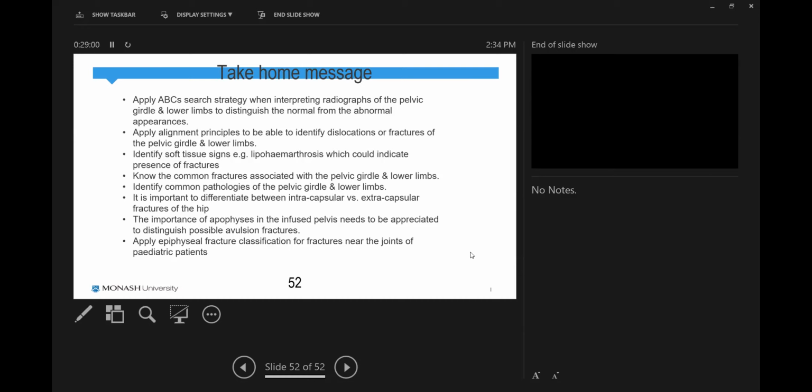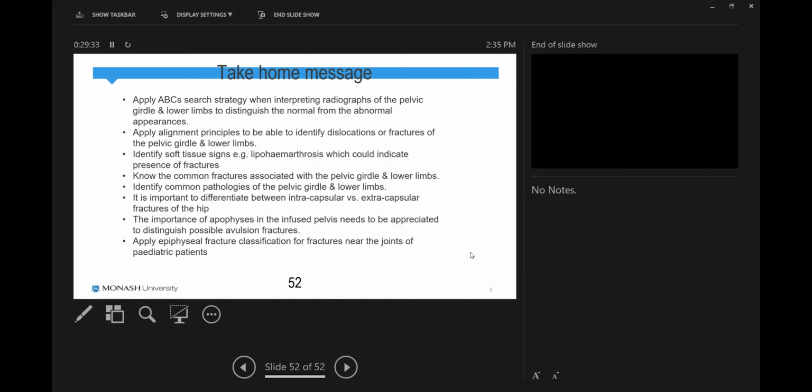So if you see a lipohemarthrosis sign, you should know that there should be a fracture. So if there's an occult fracture on the X-ray of the knee, the patient should be referred for a CT scan. And then know the common fractures associated with the pelvis and lower limbs, and some of the common pathologies as well. And then just to remember to differentiate when a fracture is near the joint space, whether it's intracapsular or extracapsular. And then the importance of apophyses.